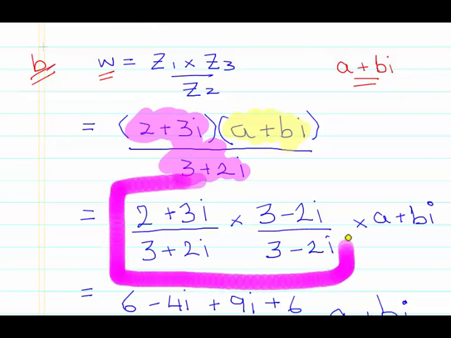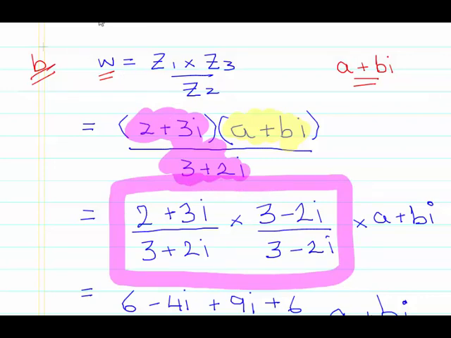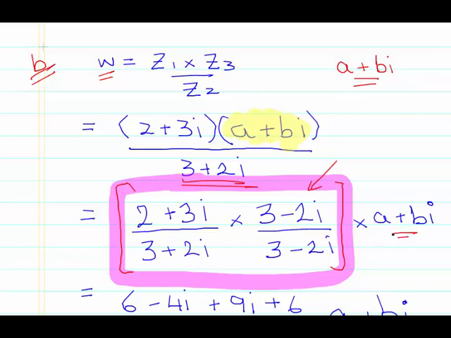What I'm going to do here is sort that one out by using the complex conjugate. So that's the complex conjugate of 3 plus 2i. So multiply above and below by the complex conjugate. Later on we'll come back to this a plus bi.